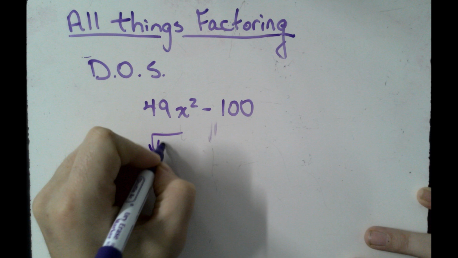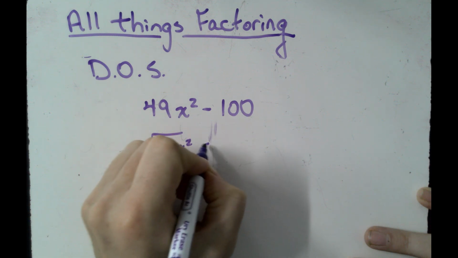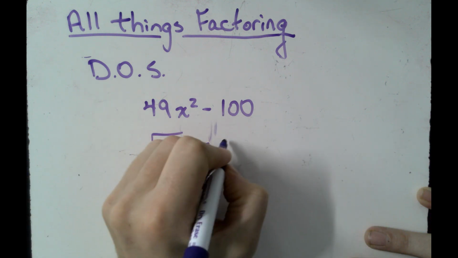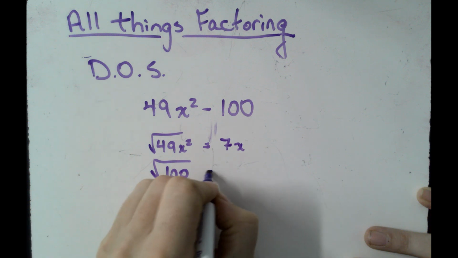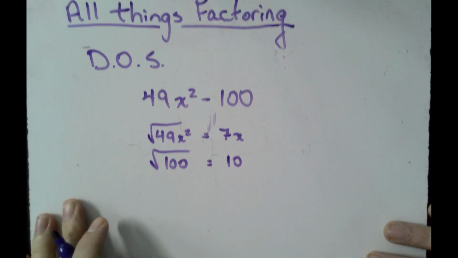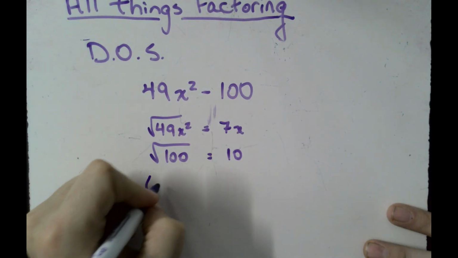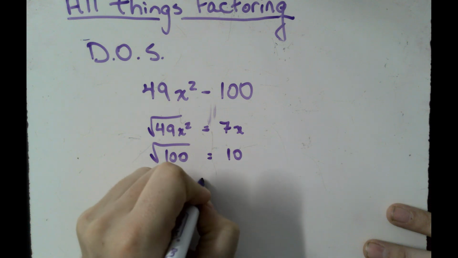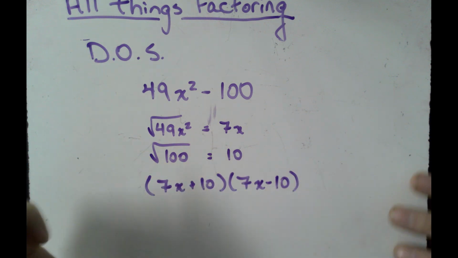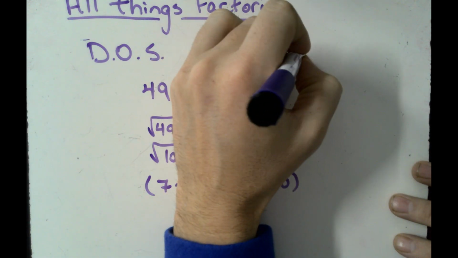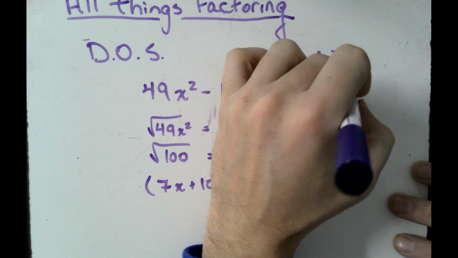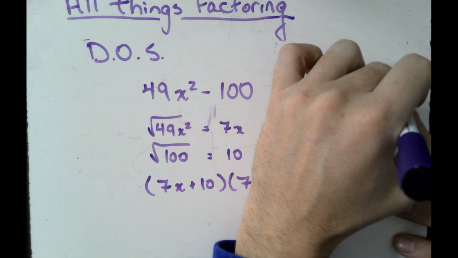So we're going to take the square root of 49x squared, and we're going to take the square root of 100. The square root of 49x squared is 7x. The square root of 100 is 10. And then we can now do our factor technique and just say that that is 7x plus 10 and 7x minus 10. In fact, every difference of squares is this form, a squared minus b squared, that when broken down becomes a plus b, a minus b.